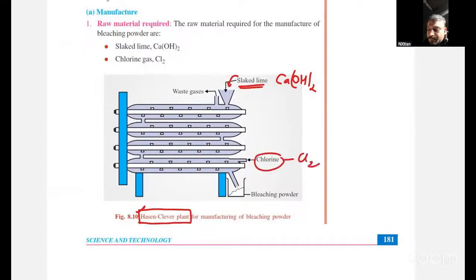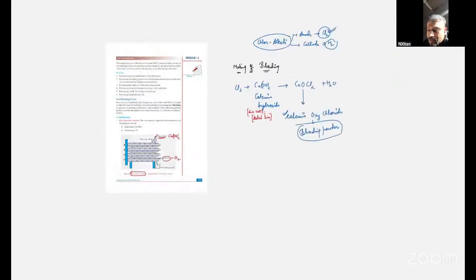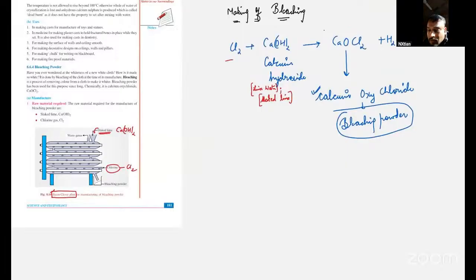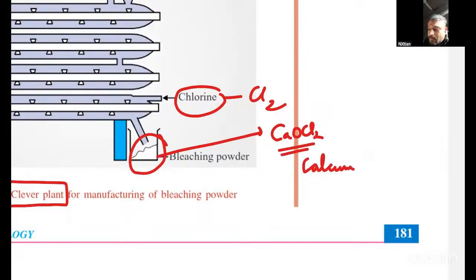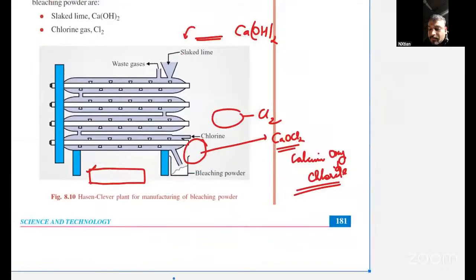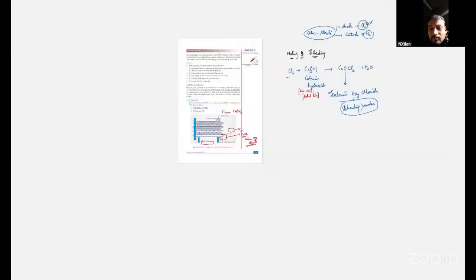We have this reaction, no? This is slaked lime, which we are putting here. This is chlorine gas, which we are putting here. And in the end, we get this bleaching powder. The formula for bleaching powder is CaOCl2, calcium oxychloride. Are you getting this, guys? Write it down quickly.